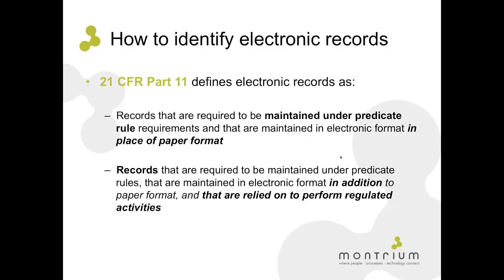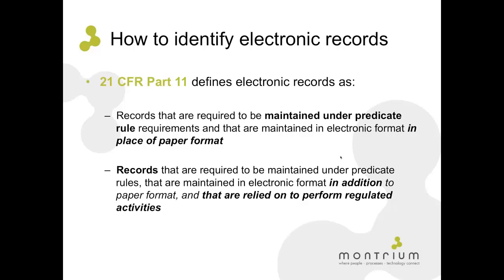The first is records that are required to be maintained under predicate rule requirements and that are maintained in electronic format in place of paper format. So this is really records that only exist in electronic format and are required by predicate rule. The second type are records that are required to be maintained under predicate rules that are maintained in electronic format in addition to paper format and that are relied on to perform regulated activities. So this is really where you've got electronic copies of paper source records that you're consulting to make regulated decisions.